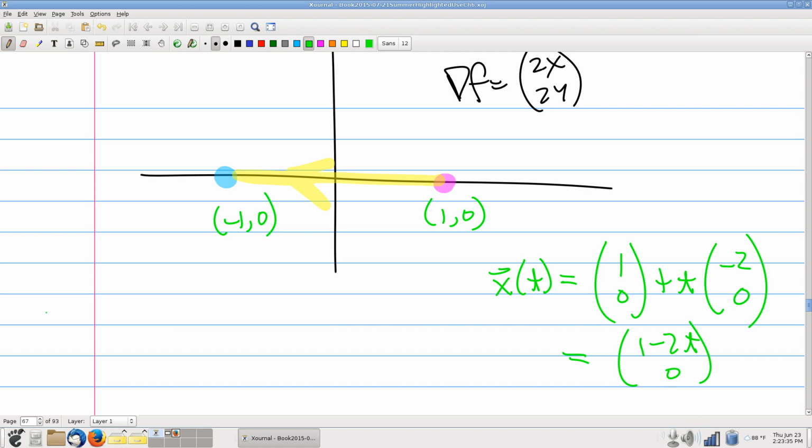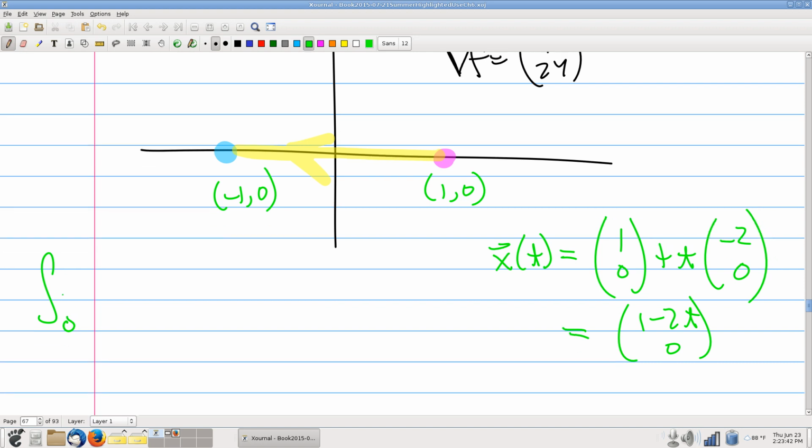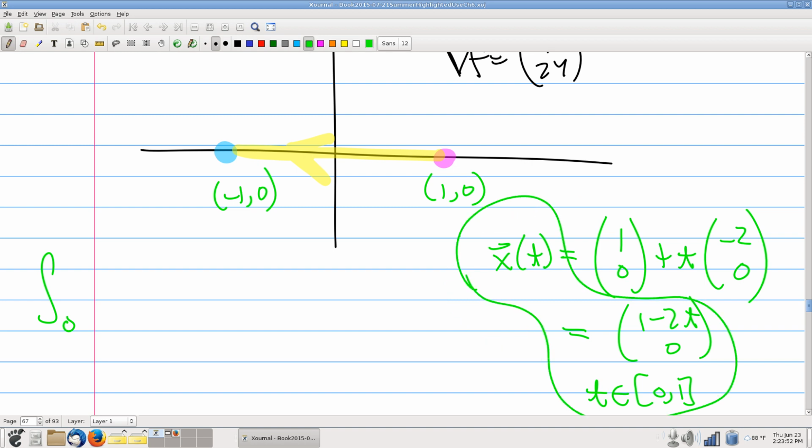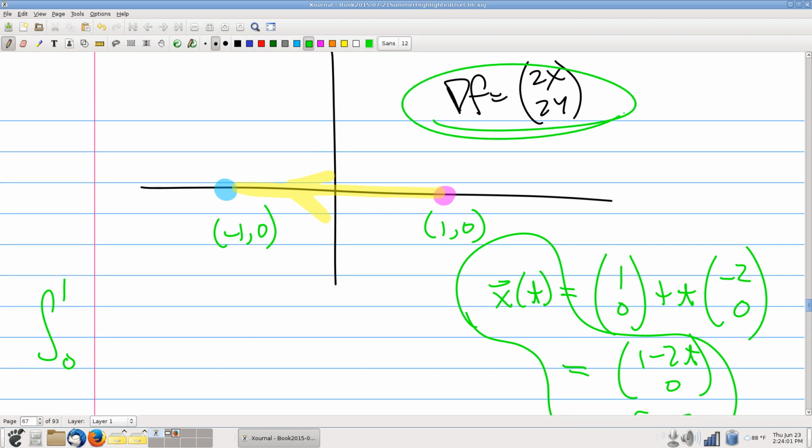And let's brute force it, because we're not allowed to use the fundamental theorem of line integrals. So 0 to pi. Oh, excuse me. No longer 0 to pi. T goes from 0 to 1 here. There's that parameterization. Integral from 0 to 1 then. Let's see here. F, well, our vector field is 2x, 2y. Dot x prime.